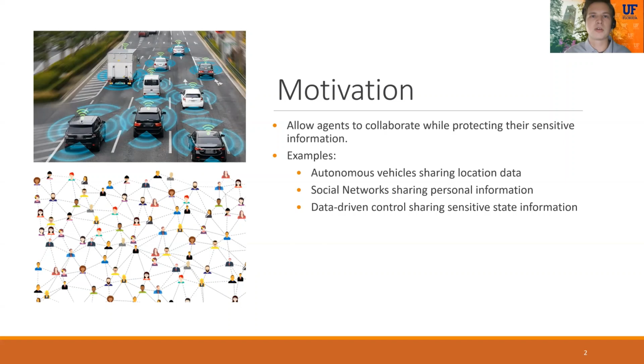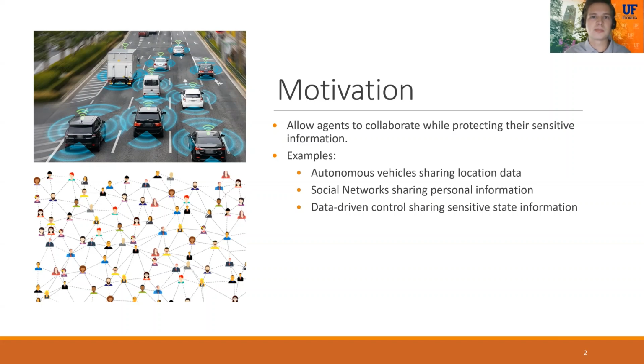This work is concerned with how agents can collaborate to achieve a common goal while protecting their sensitive information. For example, in autonomous driving, we may share our path home to help facilitate traffic management. However, doing that can reveal our location over time. So the question arises, how can we get the benefits of collaboration but keep things private?